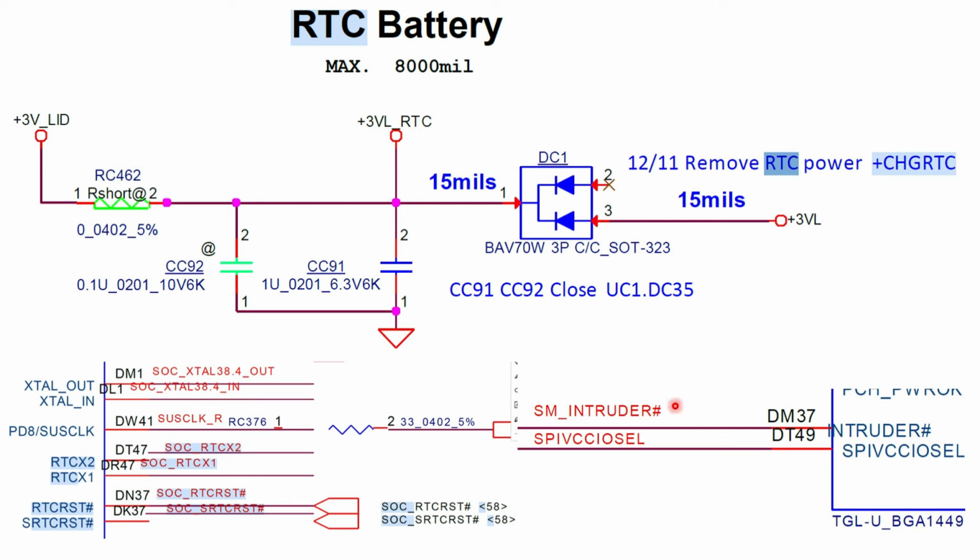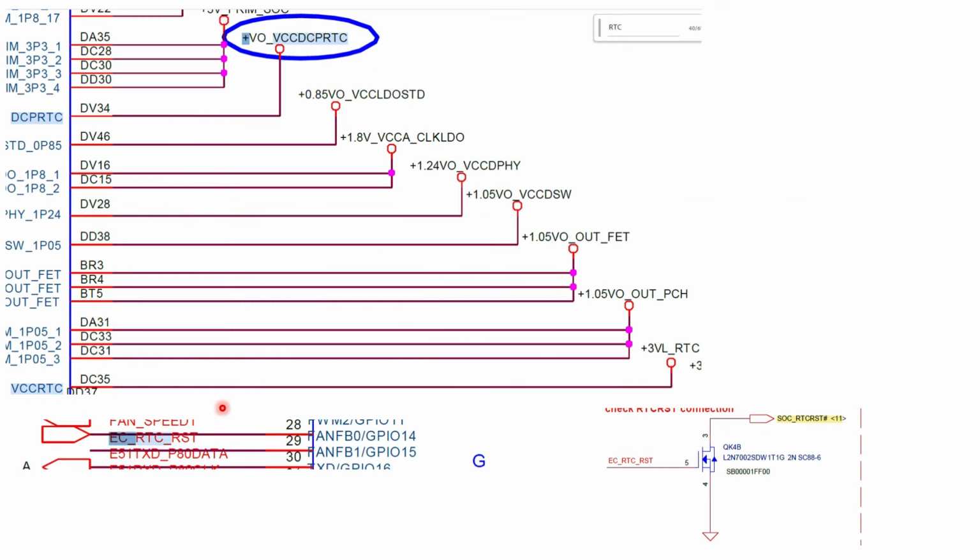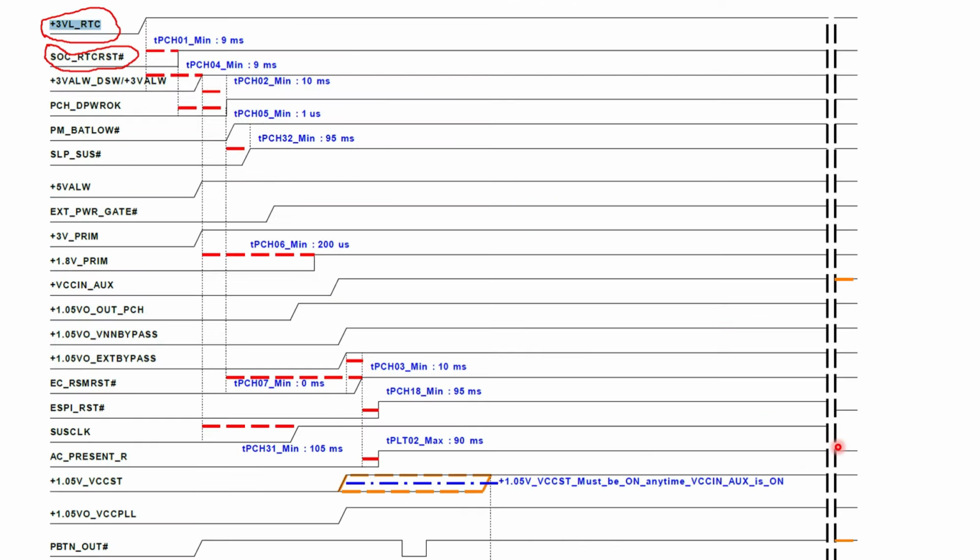At the same time the intruder will check whether the door is opened or closed. That's it. The total RTC section will get active through that. The 32.768 kHz crystal will be there, and that crystal will get active. This is the PCH section, VCC DC PRTC, and finally SOC RTC RST. Next section is here RTC RST.